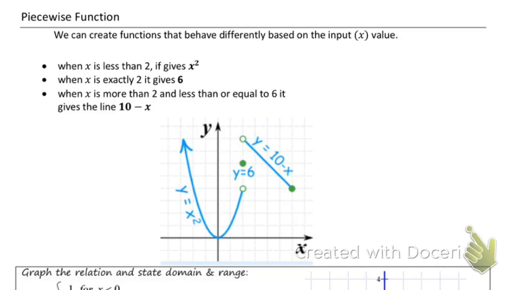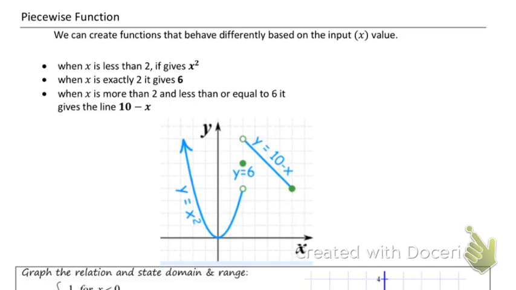So this is the line 10 minus x. So really what we're doing is we're making a Frankenstein graph. We're saying if I'm in this location, I'm going to graph this. If I'm in this location, I'm going to graph this. If I'm in this location, I'm going to graph this. And then we put it all together.